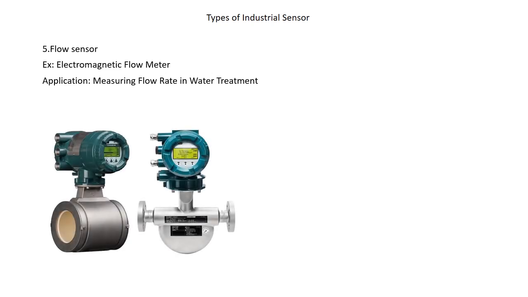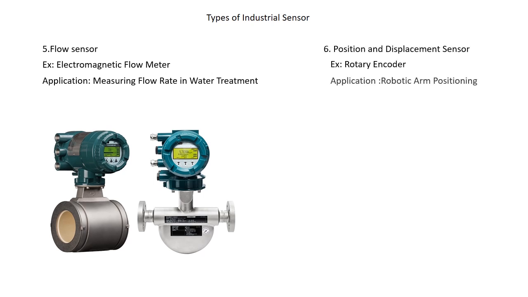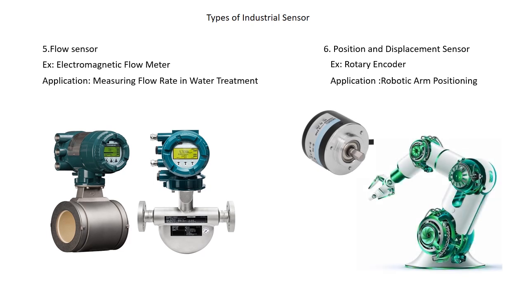Number 5. Flow sensor. Example: electromagnetic flow meter. Electromagnetic flow meters measure the flow rate of water or chemical additives in water treatment processes, ensuring accurate dosing and flow measurement. Number 6. Position and displacement sensor. Example: rotary encoder. Rotary encoders are used to monitor and control the position and movement of robotic arms in automated assembly lines, ensuring precise and reliable operation.